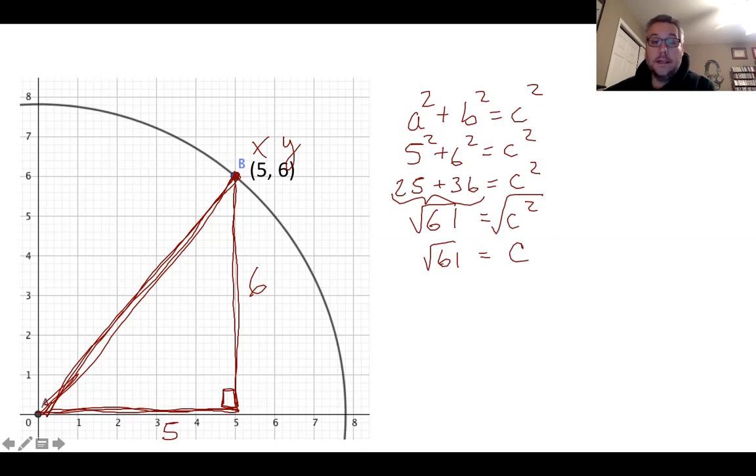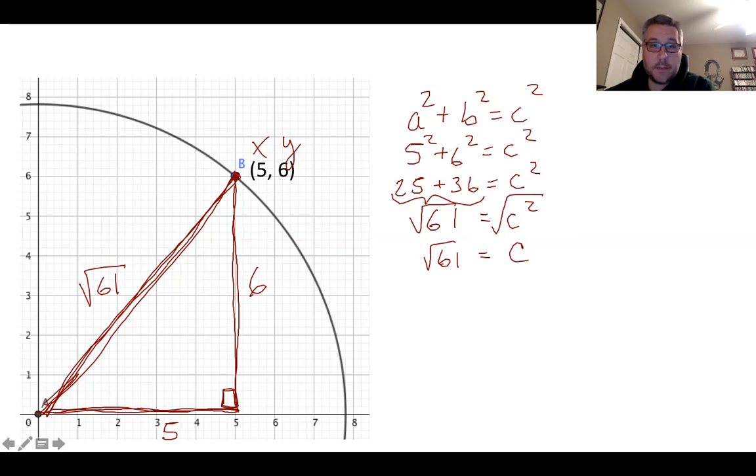A lot of students don't like using square roots. Let's see, 7 times 7 is 49, so this answer is bigger than 7. 8 times 8 is 64, so the length here is a little bit less than 8. If you're thinking about a counting number, a little bit less than 8, but we're going to keep it as a square root. So this length is the square root of 61, which is a little bit less than 8.